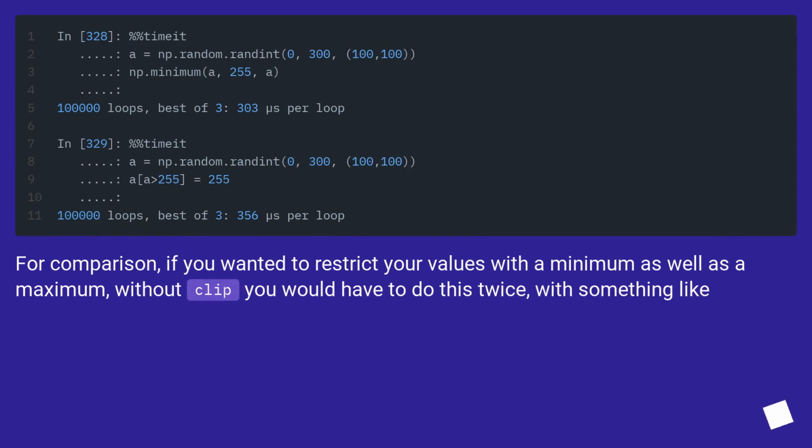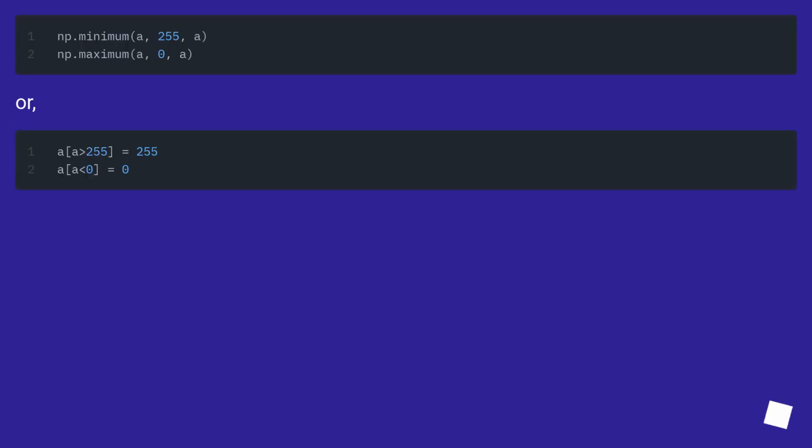For comparison, if you wanted to restrict your values with a minimum as well as a maximum, without clip you would have to do this twice, with something like this, or this.